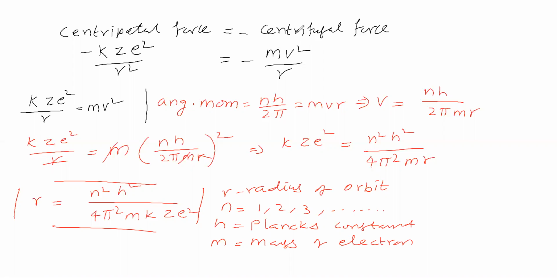So m is called the mass of electron. K is called a constant value. What is this constant value? That we will see.